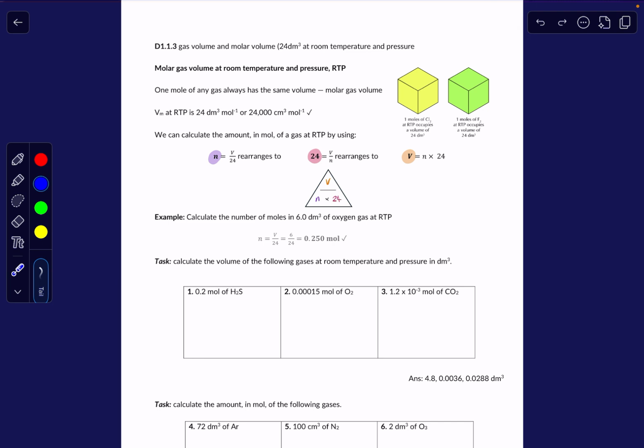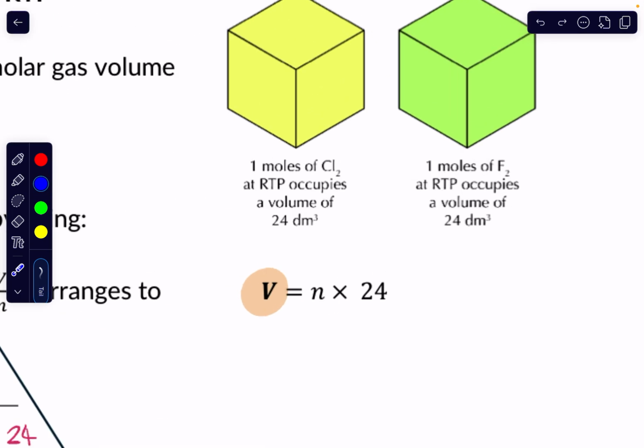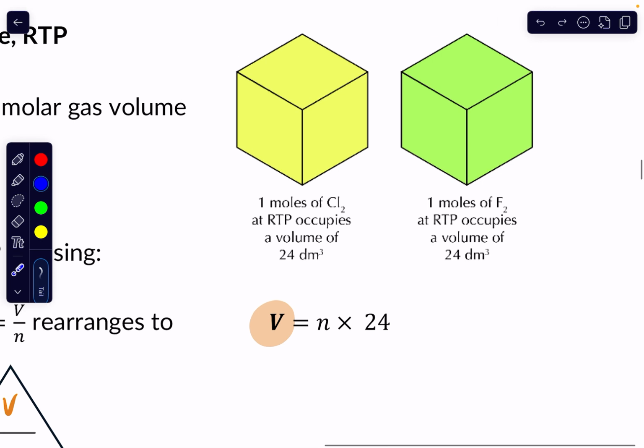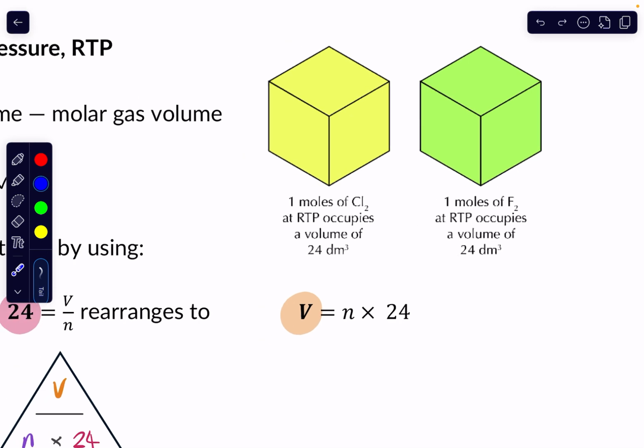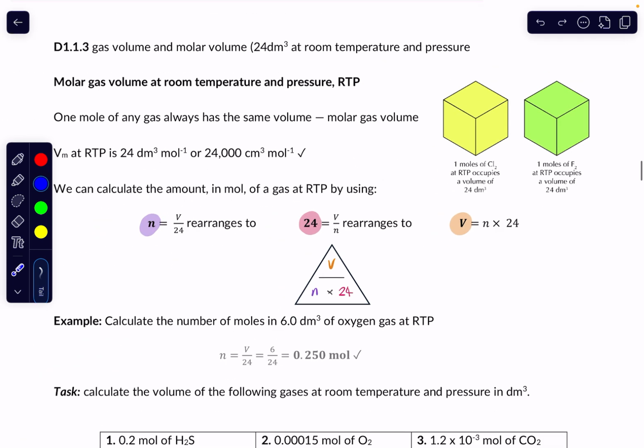If you ask for the moles of it, can you give me an answer of it? And what do we need to know? So the molar gas volume at room temperature and pressure, so RTP, and we will refer to that a little bit later on. You might have seen it in physics as well. So 1 mole of any gas has always the same volume, and we call this the molar gas volume. So 1 mole of chlorine will occupy the same amount of volume as 1 mole of fluorine. And that volume is 24 decimeters cubed.